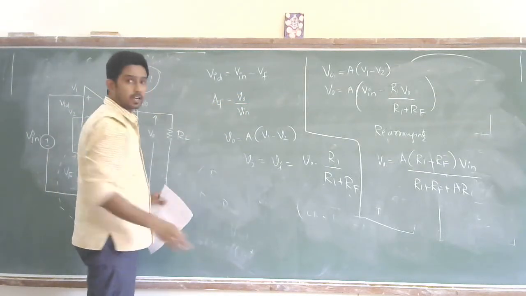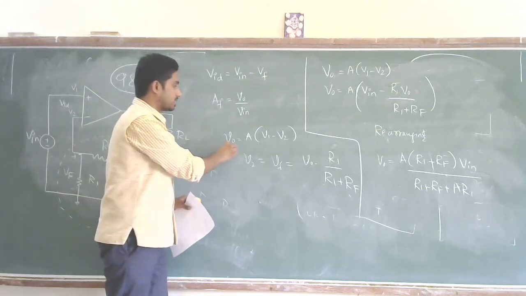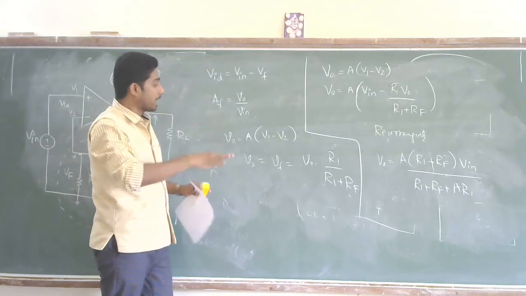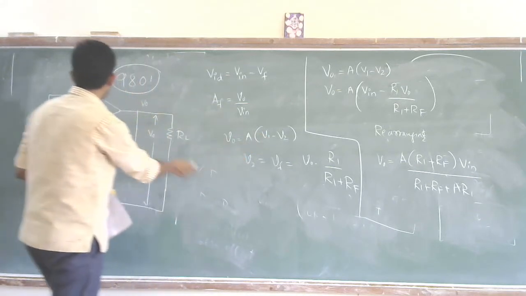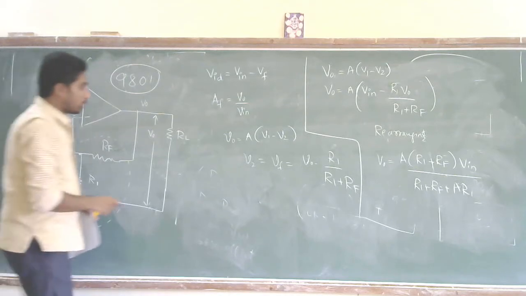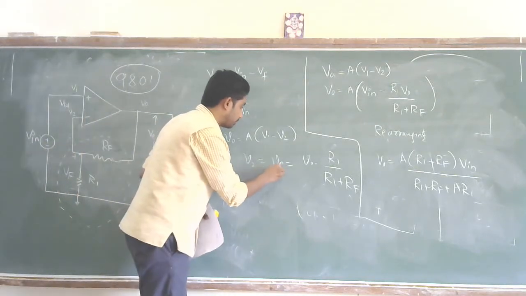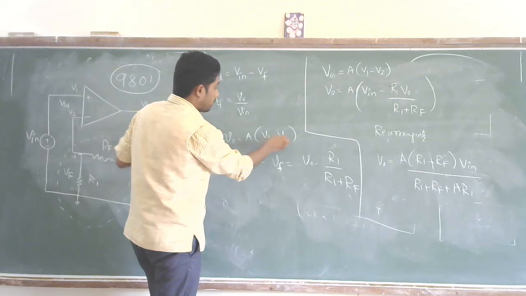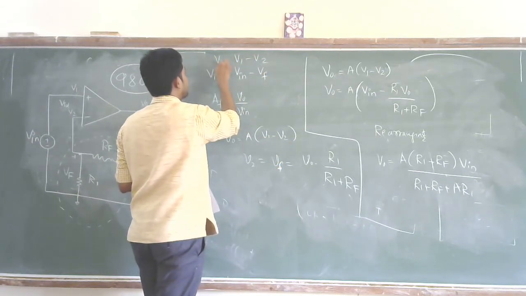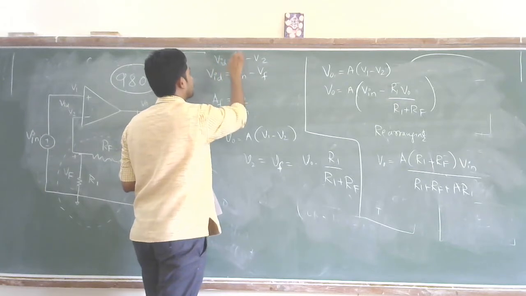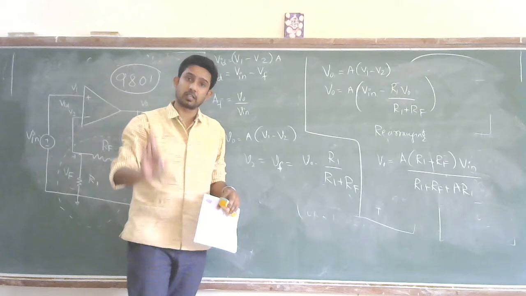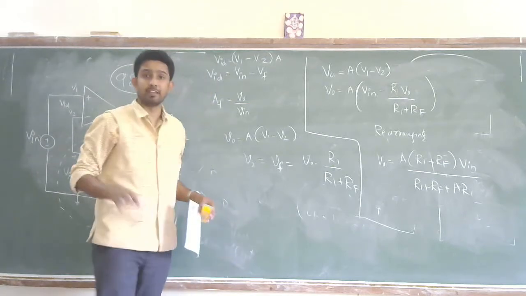And I also know that for an op-amp, the output voltage is given by gain multiplied by the difference in voltages. V1 is Vin and V2 is VF, and this is basically V1 minus V2. So this is how it looks. V1 is exactly my input voltage. But what is VF?